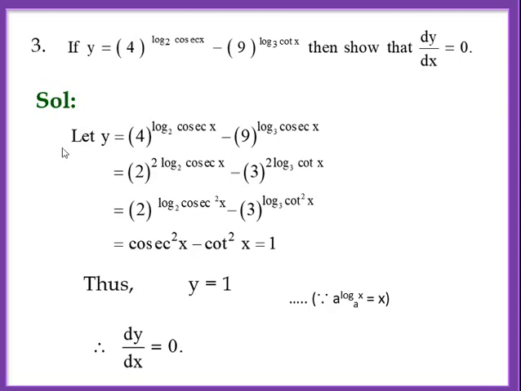So ultimately, what is y? It is cosec square x minus cot square x, as 1 plus cot square is cosec square. Cosec square minus cot square is 1. So what is y? y is nothing but 1. So what is dy/dx? dy/dx is nothing but 0.